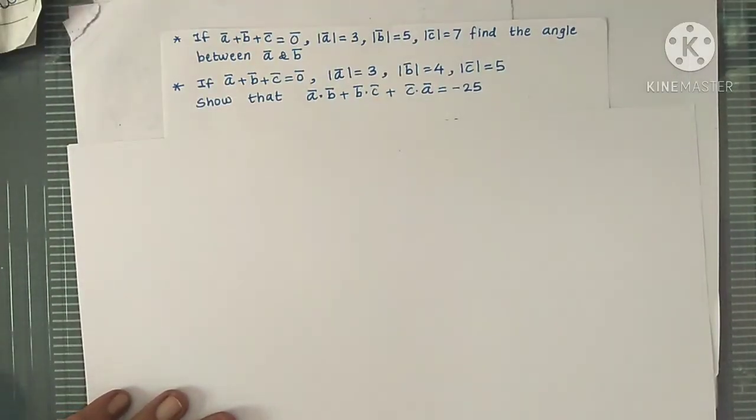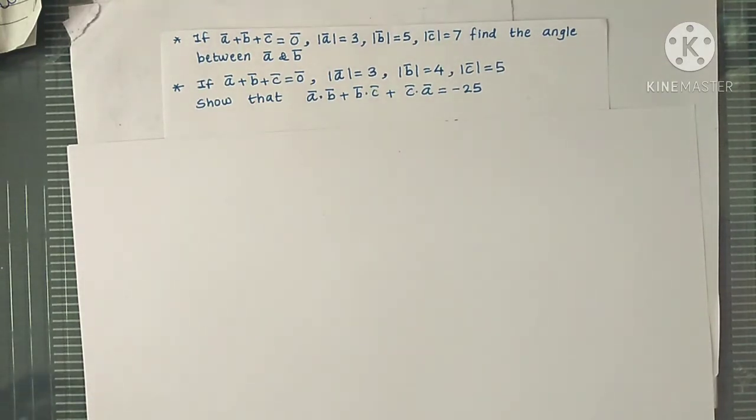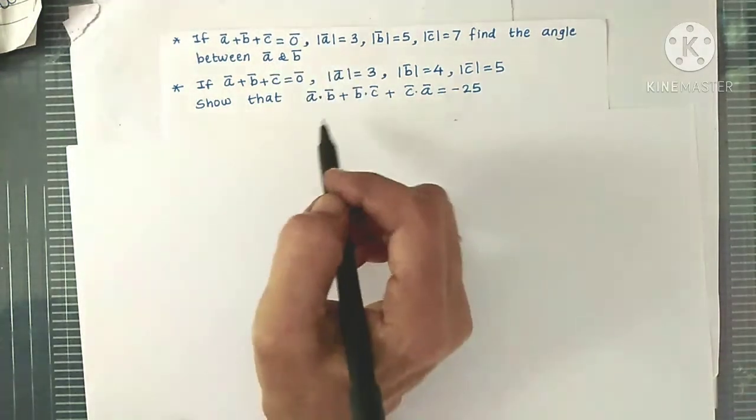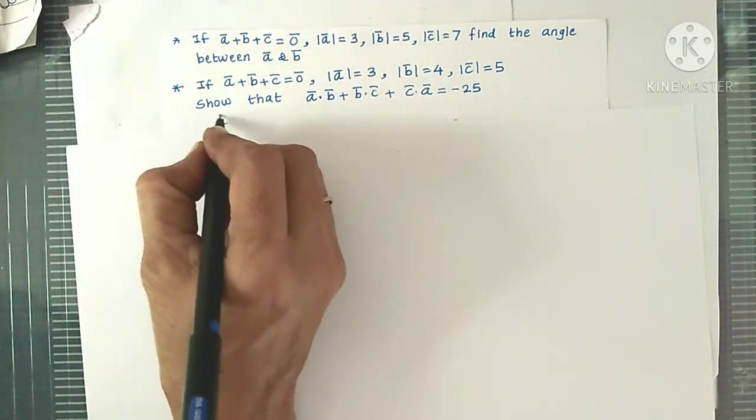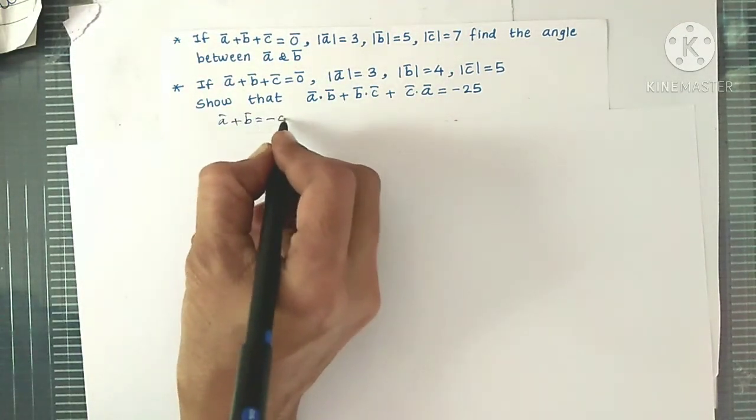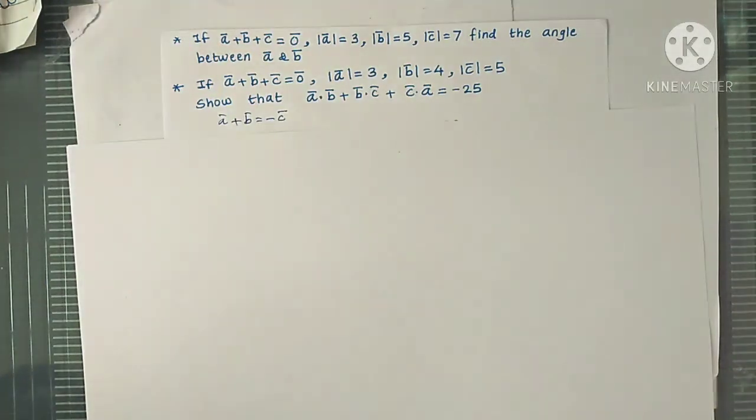Now this is your today's assignment. If a bar plus b bar plus c bar is 0 bar, and the modulus of a bar, modulus of b bar, modulus of c bar are 3, 5, 7, find the angle between a bar and b bar. To find the angle between a bar and b bar, write the equation as a bar plus b bar equal to minus c bar, and square it. Squaring it, you will get a bar dot b bar on the left hand side. For that, write ab cos theta and substitute the values of small letters a, b and c. Those are the magnitudes of a bar, b bar and c bar, and you will get the angle.